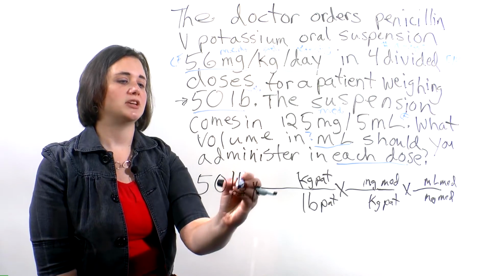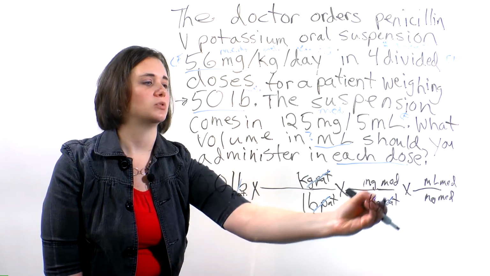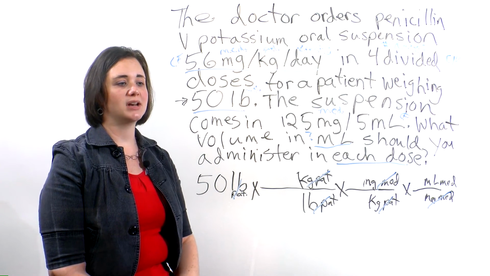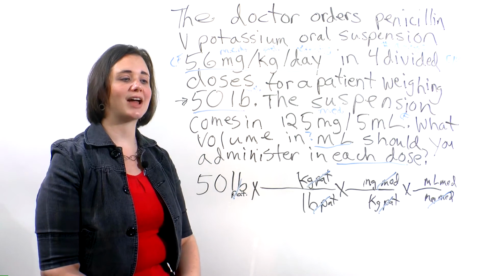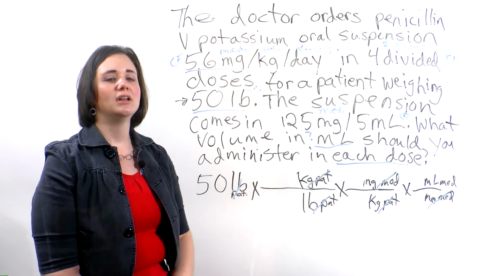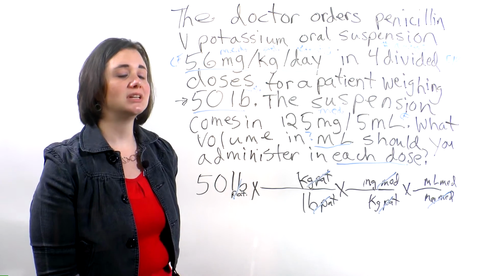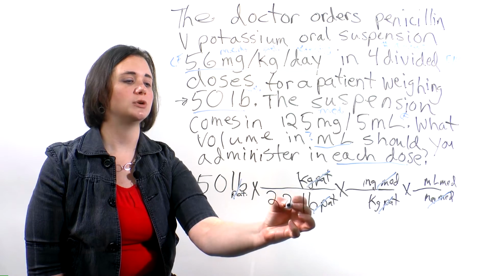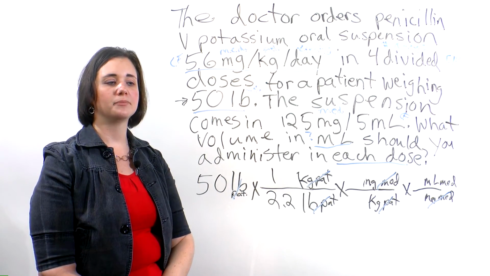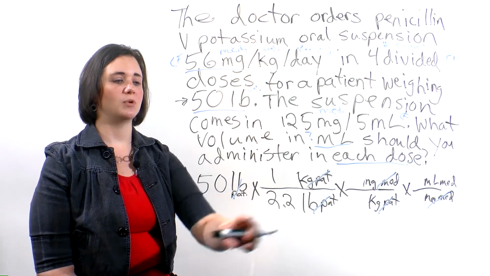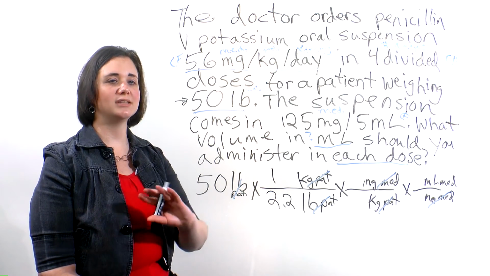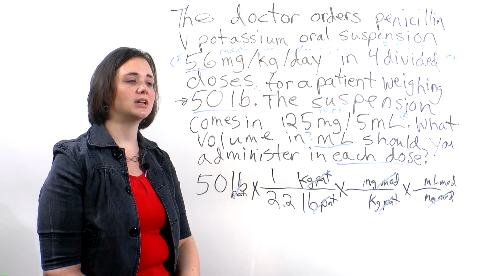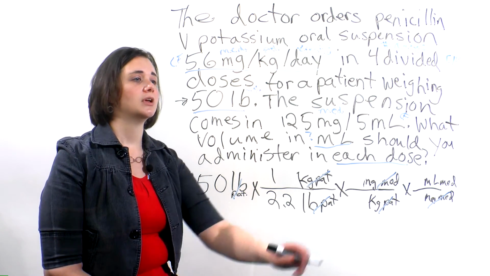Notice that my pounds of patient will cancel, my kilograms of patient will cancel, and my milligrams of medicine will cancel. Now I'm ready to plug in my numbers. I have to go to the conversion factors that relate the two together. Now the kilograms per pound of patient isn't on my list, but that's one we've memorized, right? We have 2.2 pounds per kilogram. So I'm going to take my 50, and when I start plugging it in, I'll divide by 2.2. But let's set up the rest of the problem before we plug anything in. Otherwise, we can have errors due to rounding that are going to throw off our results.